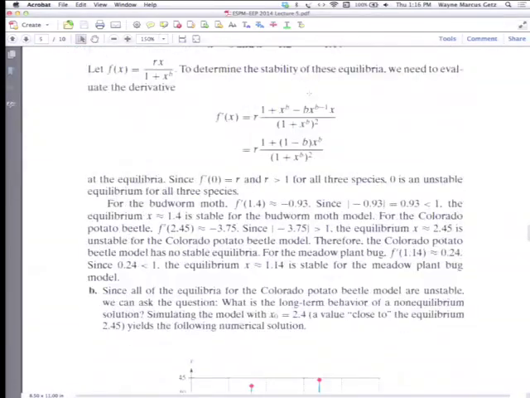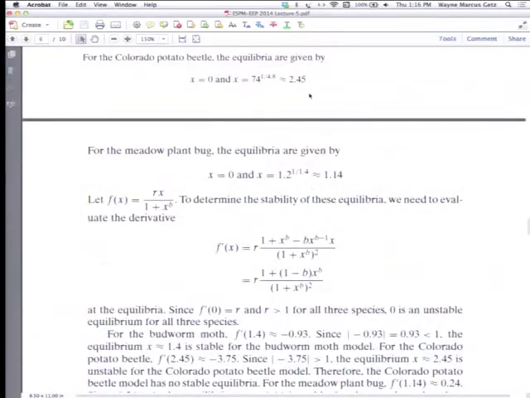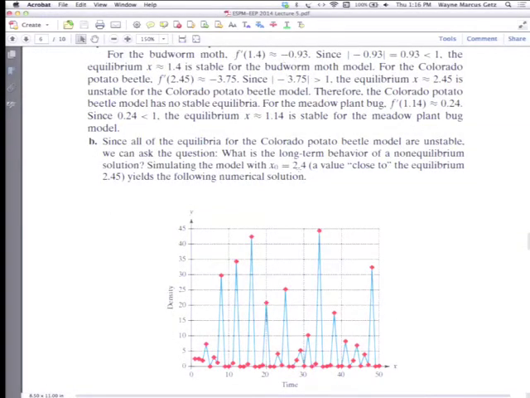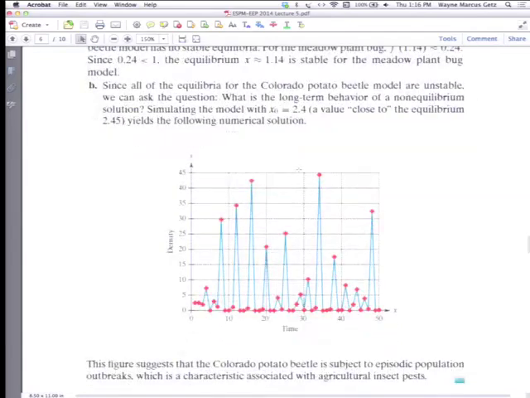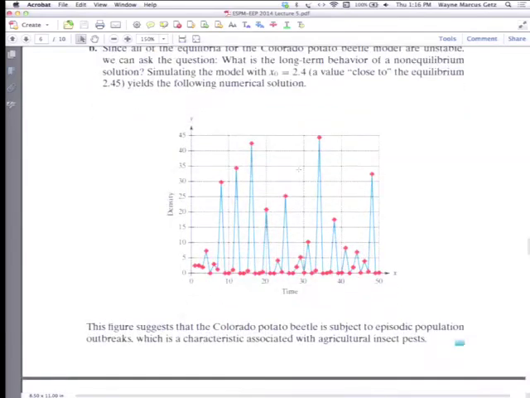And for some sets of parameters where the slope is steep here, and so the absolute value is greater than 1, then you'll get this kind of behavior where the population bounces up and down. And so then you can understand how this behavior arises from the dynamics of the population. Okay?